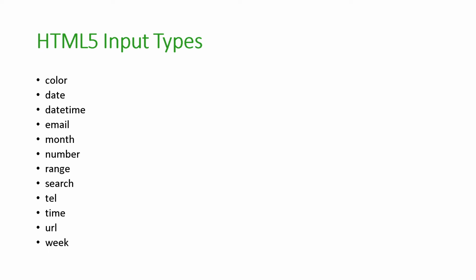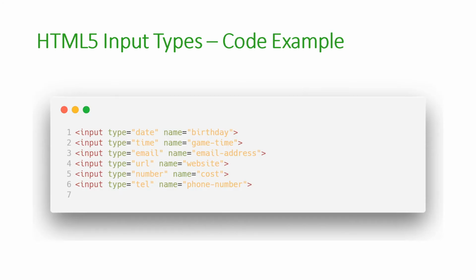So what we're going to do, we're just going to have a quick look at a few code examples, then we're going to jump back to our CodePen and just look at a few of these in action. First thing we have here is our date input type. Input type equals date. We've named it birthday. Input type equals time. We've named it game time. Input type equals email. Named it email address. Type equals URL, named website. So on and so forth.